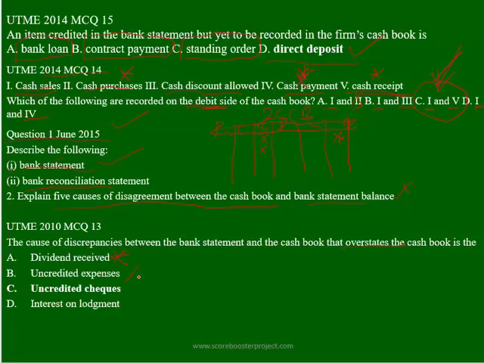Uncredited expenses will not overstate. Then, uncredited check, that is we overstate the cash book, that will overstate the cash book. Then interest on lodgement, this also will overstate your bank balance. Likewise, uncredited expenses will also do the same thing. Then we have unpresented check, which is the correct answer here.